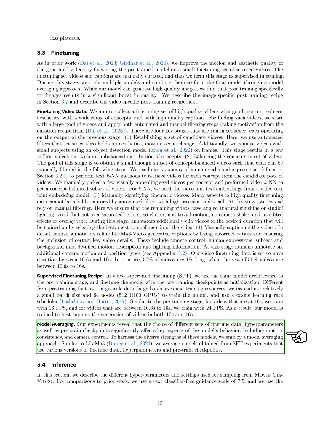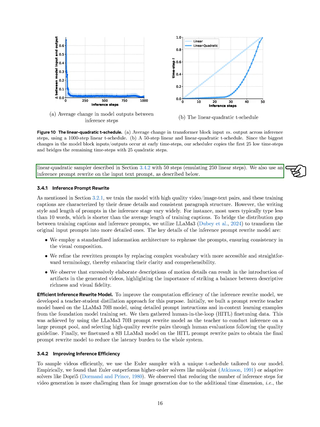Section: Inference. In this section, we outline the various hyperparameters and settings we used for sampling from Movie Gen Video. To compare with previous work, we set a text classifier-free guidance scale of 7.5 and employed a linear quadratic sampler with 50 steps, which is equivalent to 250 linear steps. We also implemented an inference prompt rewrite on the input text prompt.